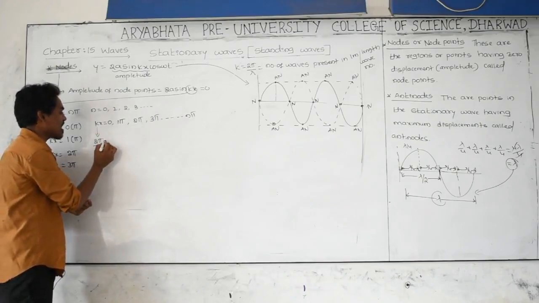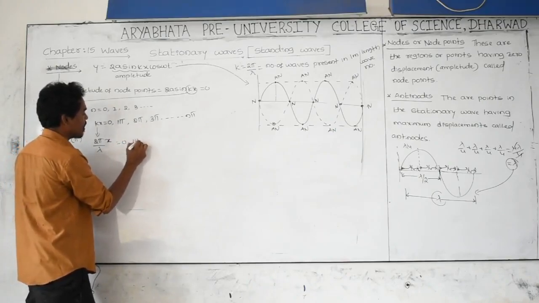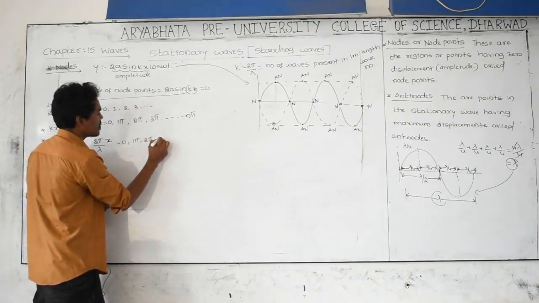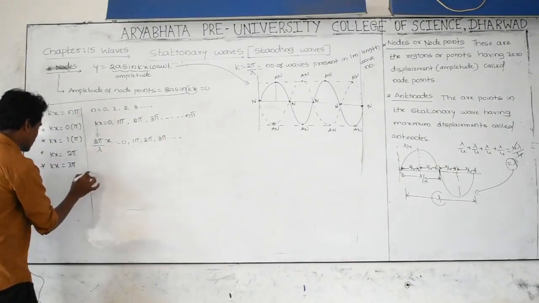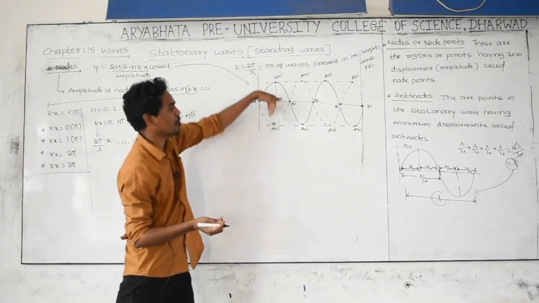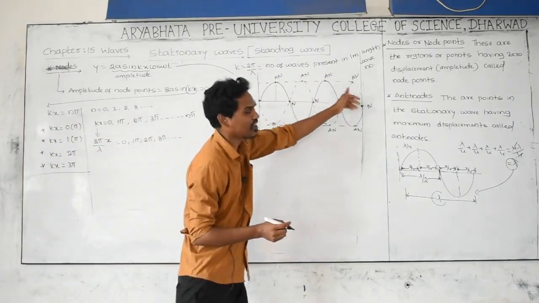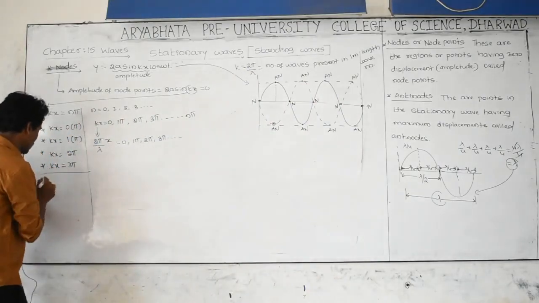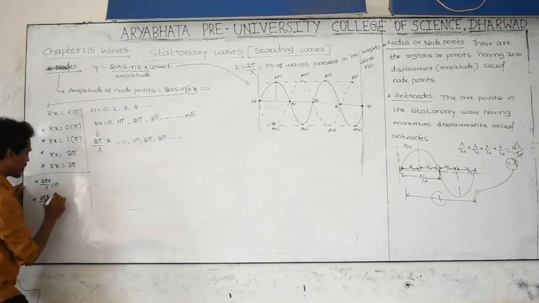And I am writing x as it is. Remaining values as they are: 0, 1 pi, 2 pi, 3 pi, and so on. And if you substitute here, I want to find x. X indicates the wavelength of the wave, or the distance covered by the wave. Let us take x. First condition, 2 pi x by lambda is equal to, I am taking 0. Second condition, 2 pi x by lambda, I am taking 1 pi.